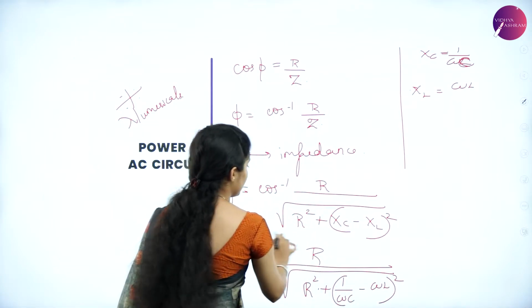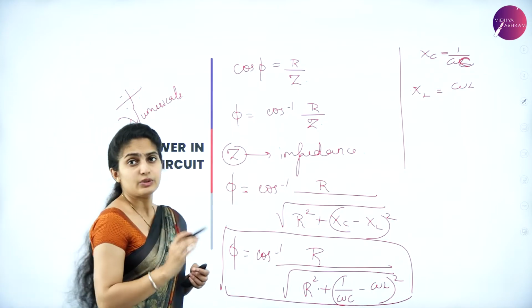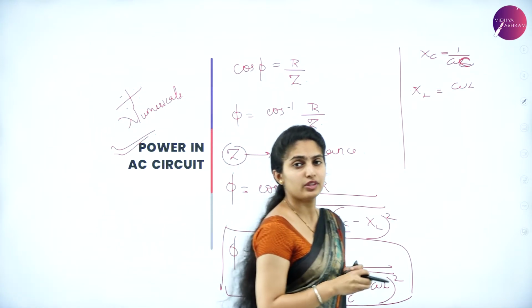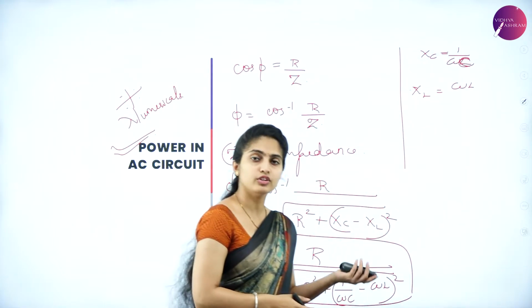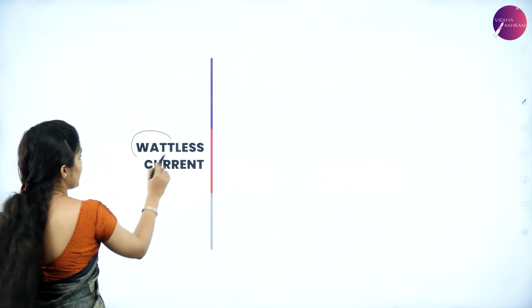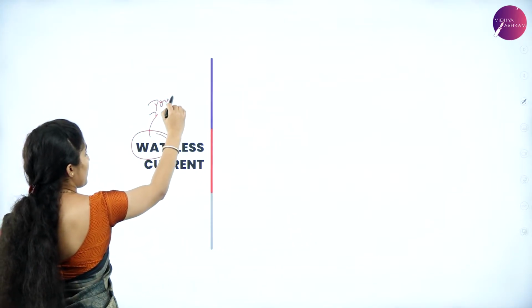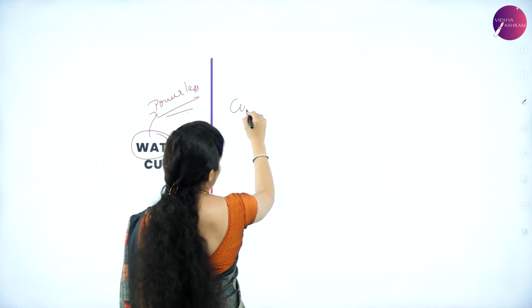So this can be the value for power in AC circuit, which is considered an important formula to help you attempt the numericals. Next is wattless current. What is meant by watt? Watt is the SI unit of power. So wattless means powerless.